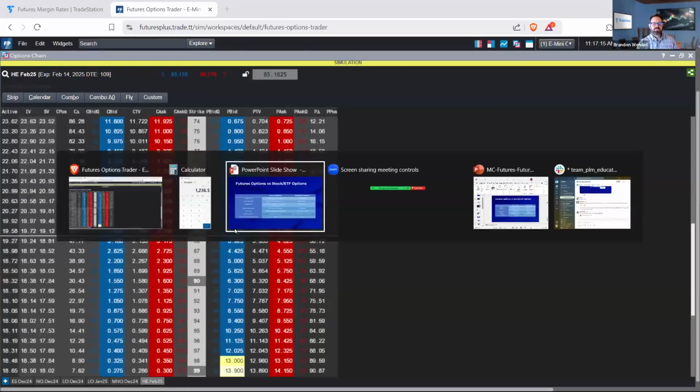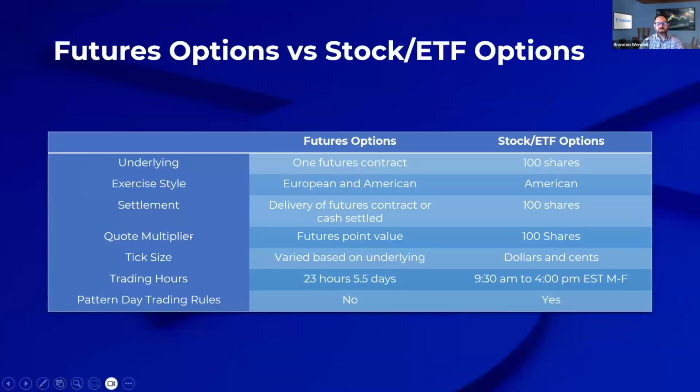There we go. So again, you just multiply these numbers for buying or selling by the point value. That makes sense? So quote multiplier, it's not 100 shares like it is for stocks. Across the board, it's easy on stocks. It's 100 shares. You just multiply whatever the quote is by 100 shares. No, here we have to do the point value of the futures contract.